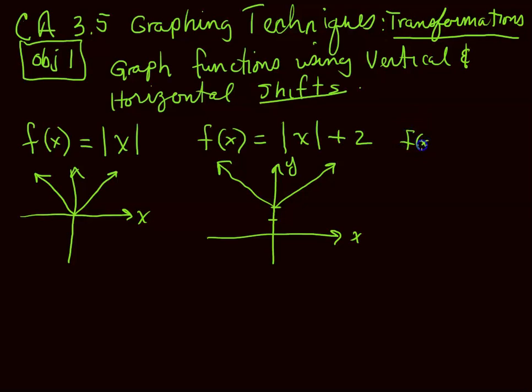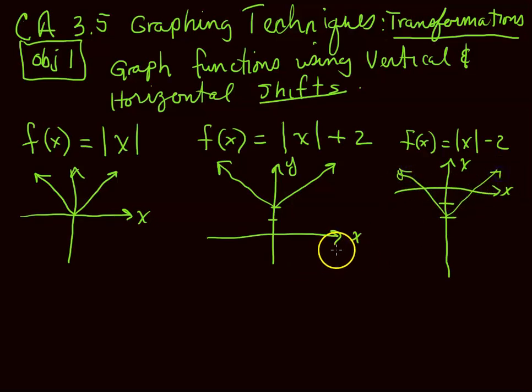So if your function were the absolute value minus 2, then it would move down 2. You'd still have your V. Okay. What about inside the function, though? You can write this as the absolute value of x minus 2. Well, when you subtract inside the function, it's sort of the opposite.